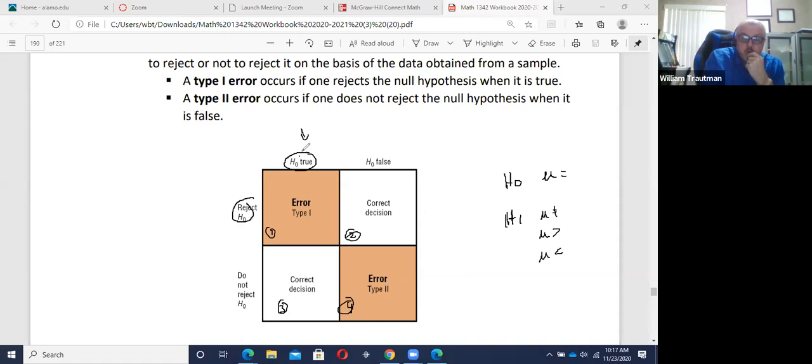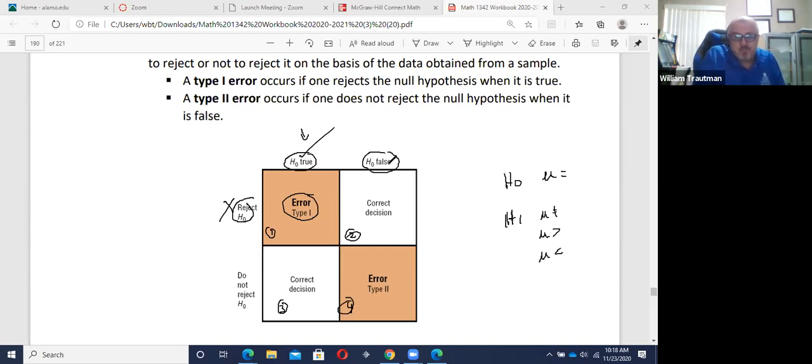So if the H0 is true, if you say the oil lasts 12 months and it does last 12 months, but you say, no, I reject it, I don't believe it, that's called an error, a type 1. If something is true, if the H0 is true and you say it's not true, we call it a type 1 error.